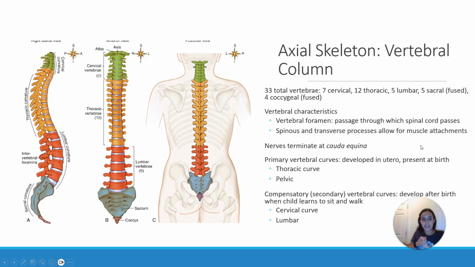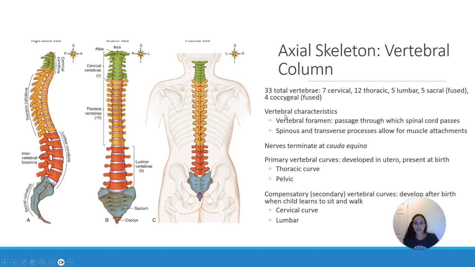All right, we're coming to the end of it. The axial skeleton, now we're going to look at the vertebral column. You have 33 total vertebrae. You have 7 cervical, right here, the green. You have 12 thoracic, this orange. You have 5 lumbar, the red. You have your sacrum, which consists of 5 fused vertebrae. And you have your coccyx, which consists of 4 fused vertebrae.